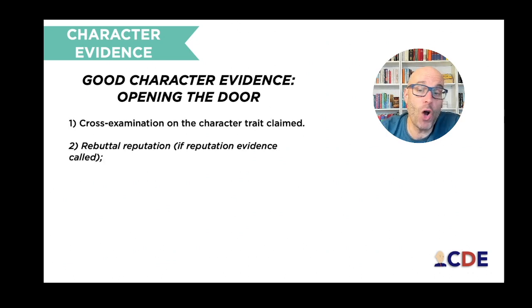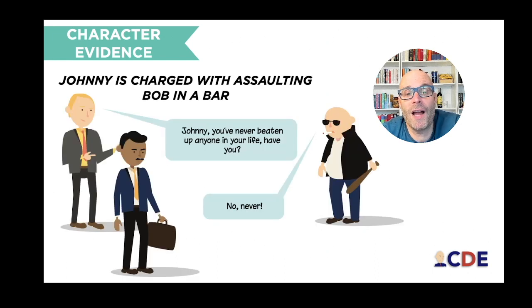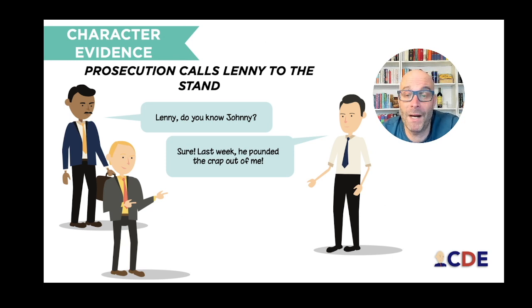Two, if they call good reputation evidence, the Crown is allowed to call rebuttal reputation evidence, but only if reputation evidence was claimed. Three, you can call specific testimony that rebuts the good character claim. So if he says, I've never beaten somebody up, you can call someone that says he has. That is rebuttable. Admissible as part of the Crown's case? No. But admissible in reply? Yes. That is what this is. You can call testimony to show that.